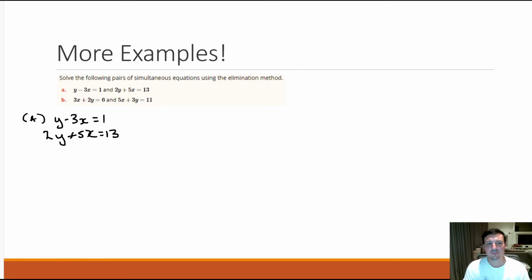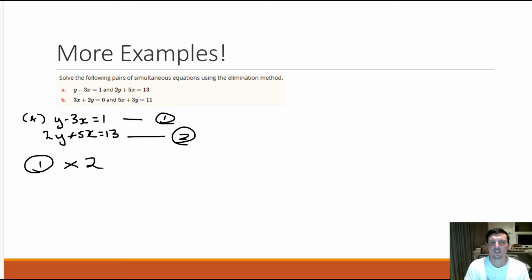Now I could do the x's, but in order to get that, I'd have to find the lowest common multiple of 3 and 5, which would be 15. So that means I have to times the top one by 5 to get it to 15x, and I'd have to times the bottom by 3 to get it to 15x as well. However, if I look at the y's, the lowest common multiple of 1 and 2 is actually 2, so I only need to double the first equation to be able to make them the same magnitude. So if we have equation 1 here and equation 2 here, what I'm going to do is times equation 1 by 2 so that I can get everything multiplied by 2.